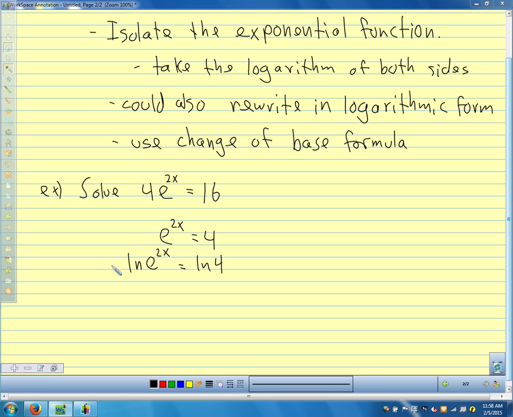All right, so what's the natural log of e to the 2x? So 2x, that's using the inverse property, equals the natural log of 4. So x equals natural log of 4 divided by 2. And if I plug that in my calculator, if it says give your answer, this would be an exact answer. If it said give your answer to 3 decimal places, you plug it in your calculator, and we get 0.693.